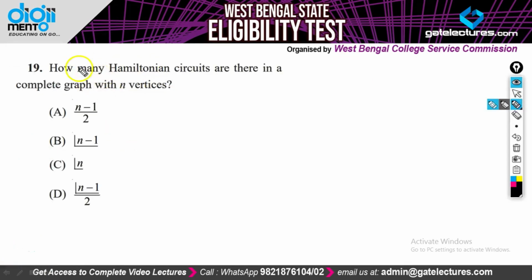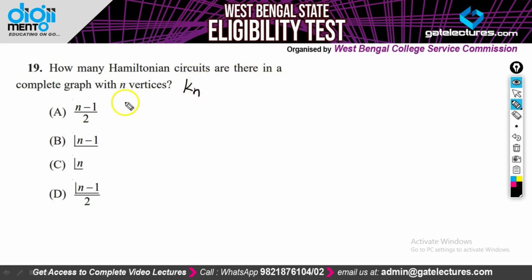So here we have the question: how many Hamiltonian circuits are there in a complete graph with n vertices? It is a complete graph with n vertices. Okay. So what is a Hamiltonian circuit? A Hamiltonian circuit is one in which we have to traverse the graph, and in that we can visit each node or each vertex exactly once and have to reach back at the same node from where we have begun it. Okay. So we have to see how many Hamiltonian circuits exist for complete graphs for 1, 2, 3 and so on.